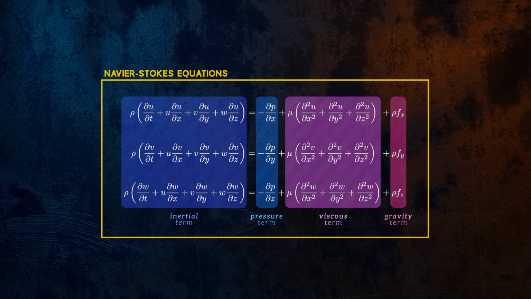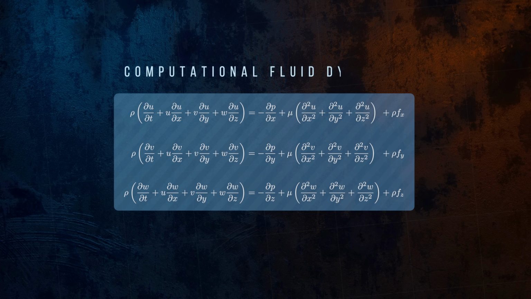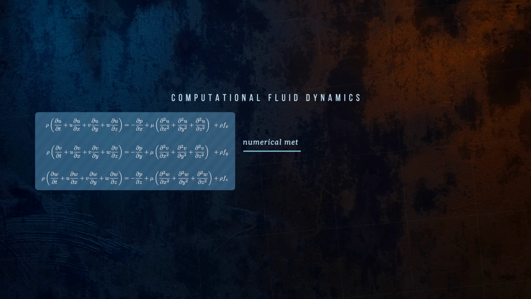Part of the reason it's so difficult to solve is the nonlinear part of the inertial term, where the fluid's velocity at a point depends on how the velocity varies spatially around that point. For equations like this one that are difficult or impossible to solve, engineers use numerical methods that find approximate solutions by iteratively calculating the value of a function in small steps. The entire field of computational fluid dynamics is based on applying approximate numerical methods and a lot of computing power to the Navier-Stokes equations to simulate fluid flow.